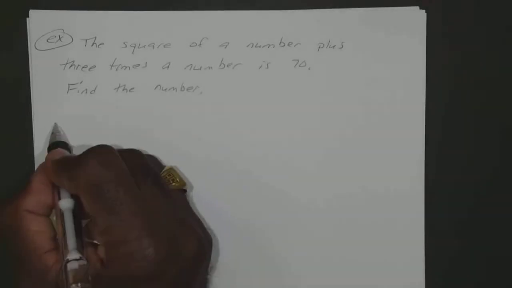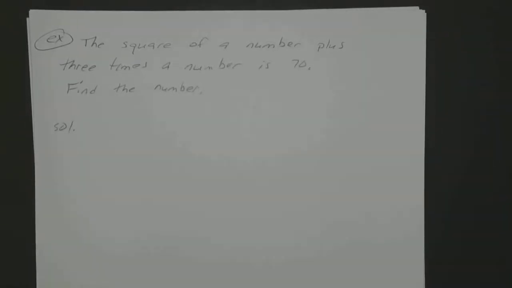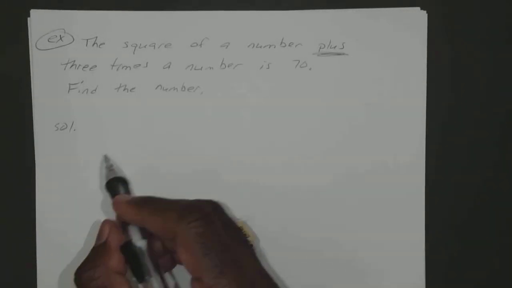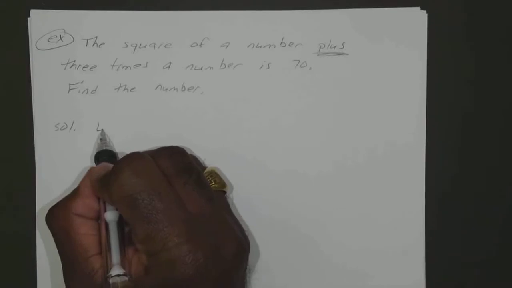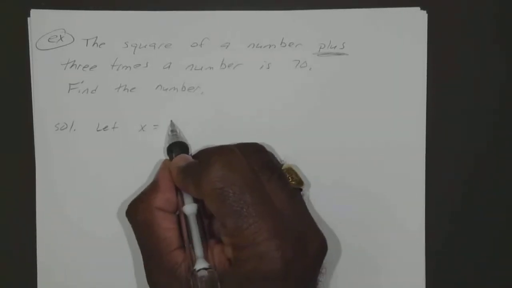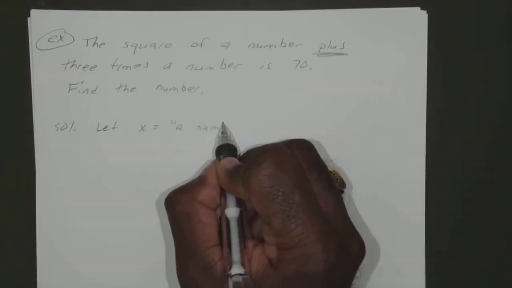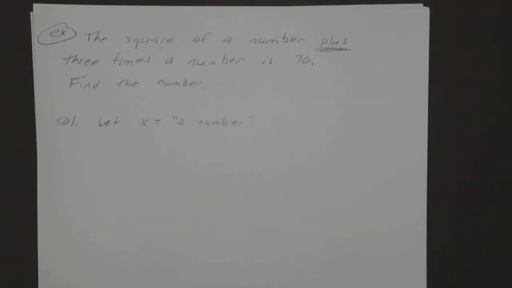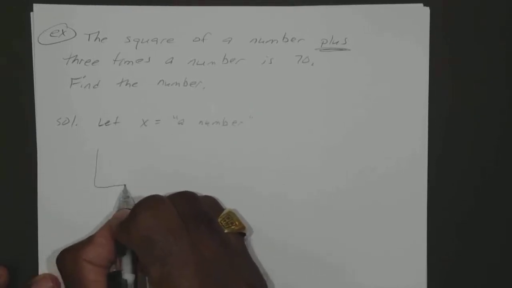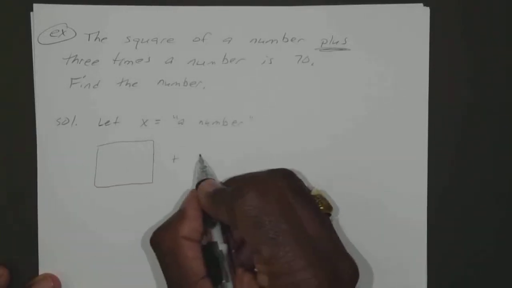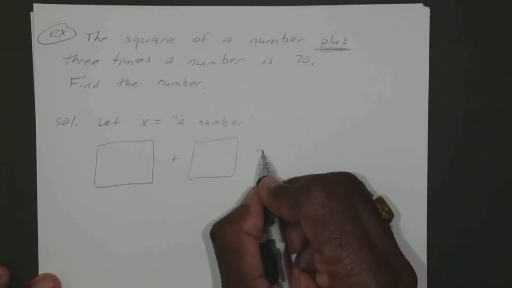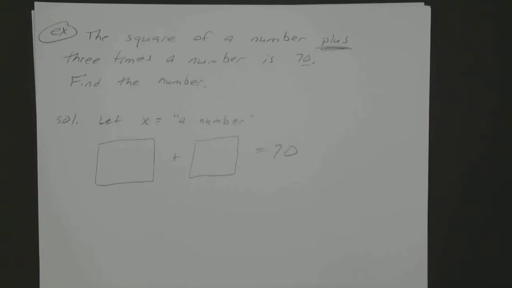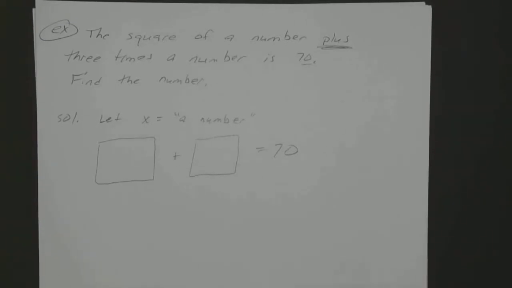Okay, so with this one, I usually draw a little diagram. So we know we're going to be adding. That's automatic. Let's say we let x equal the number they're talking about. Since we know we're adding, we're going to be adding something and something, and it's going to equal 70, just from what they told us.